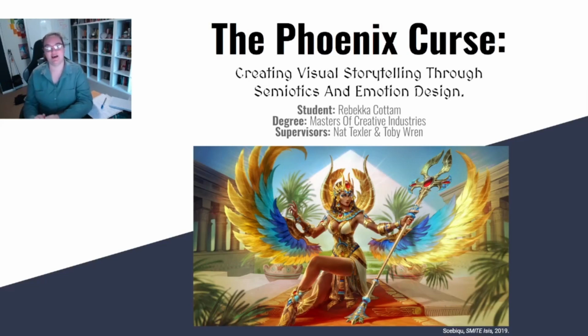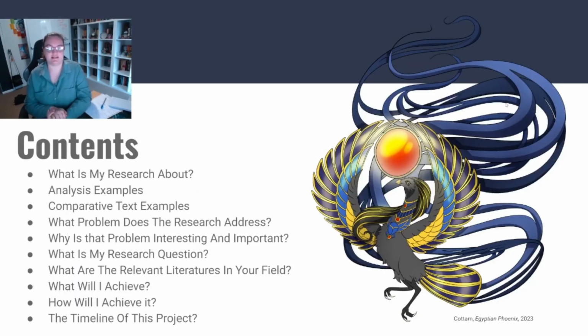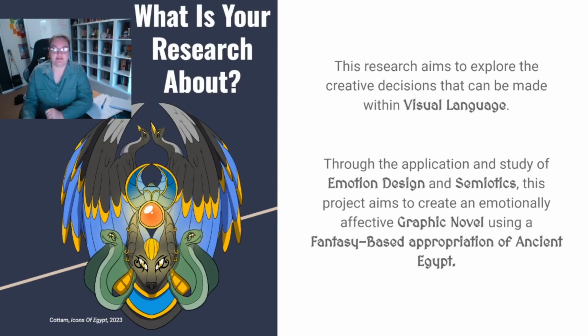Hi, my name is Rebecca and the title of my project is The Phoenix Curse, Creating Visual Storytelling Through Semiotics and Emotion Design. Now the contents of this presentation will be what my research is about, the analysis examples, comparative text examples, what problem does my research address, why is that problem interesting and important, what is my research question, what are the relevant literatures in my field, what will I achieve, how will I achieve it, and the timeline of this project. Now, first up we have what is my research about.